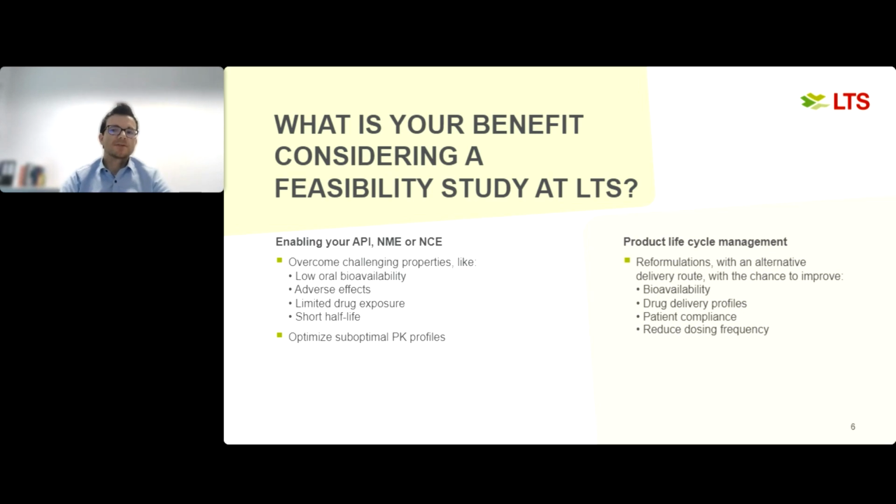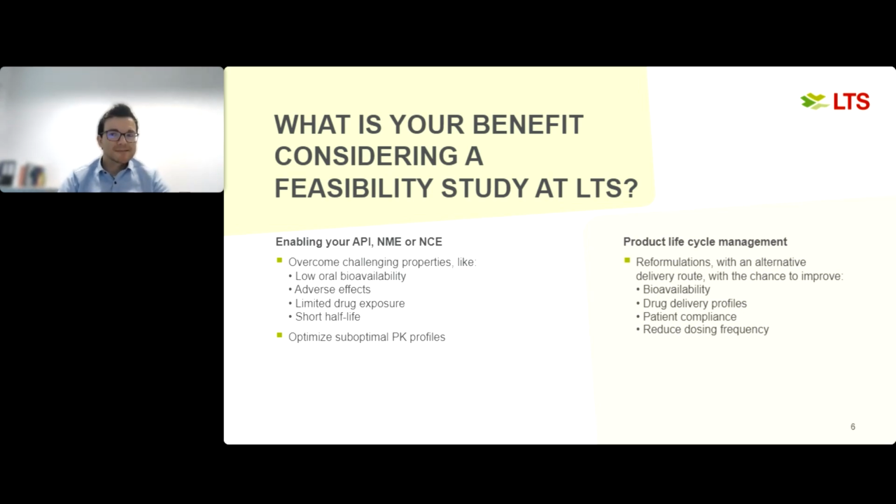So what could be the benefit of such feasibility studies of LTS for you? Usually pharmaceutical companies try to develop and administer their active substances via tablets or capsules. However, during the product development and also preclinical and clinical studies, they are faced with challenging properties like low oral bioavailability, adverse effects, limited drug exposure, or short half-life. Furthermore, suboptimal PK profiles during the preclinical and clinical studies could occur. In this case, an OTF or TTS feasibility study to investigate the potential of a transdermal or transmucosal candidate could be beneficial.